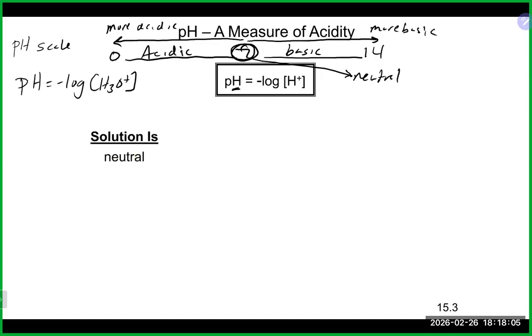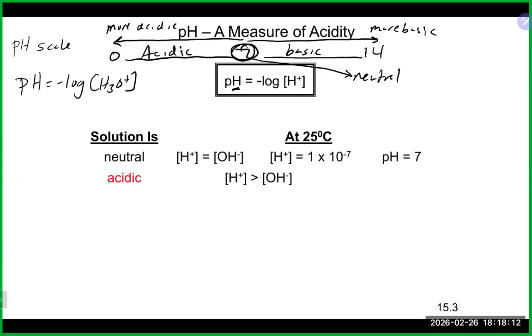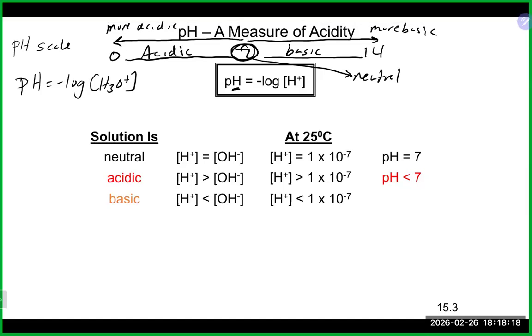Now, if you calculate the solution and it gets you a pH of 7, as I mentioned, your H plus and OH minus concentrations are going to be equal to each other. Again, less than 7 is going to be acidic, and greater than 7 is going to be basic.